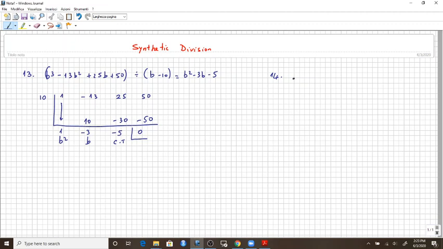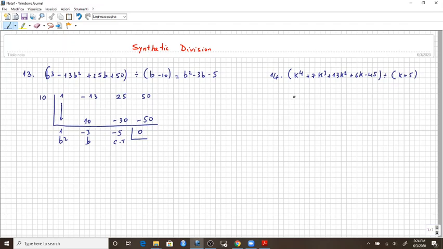So what we get in this case is k to the power of 4 plus 7k cubed plus 13k squared plus 6k minus 45. And we're dividing this by k plus 5.